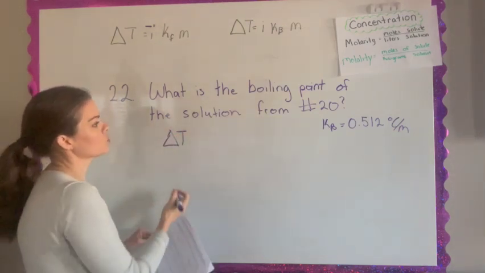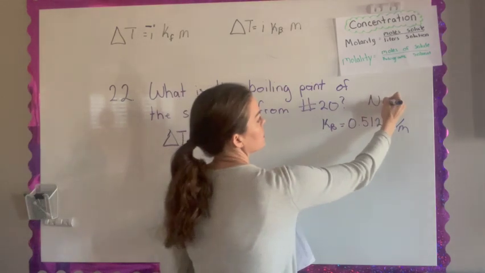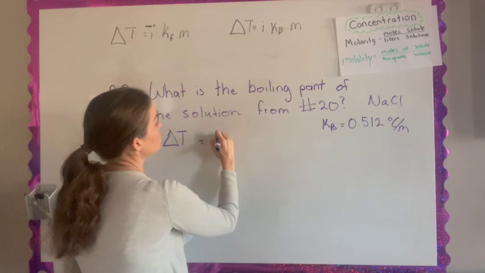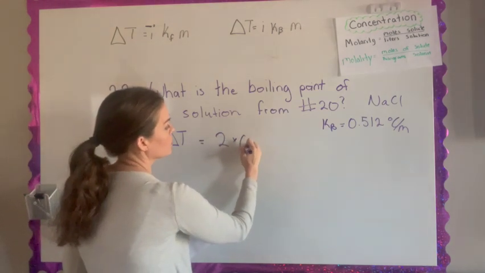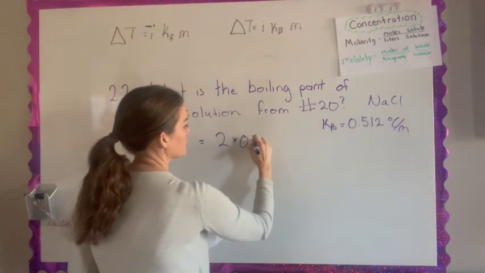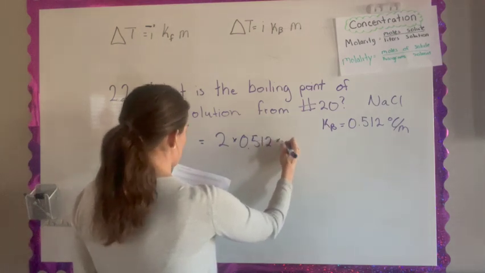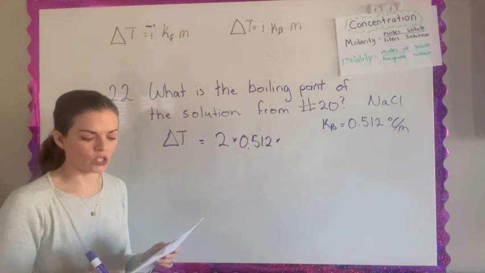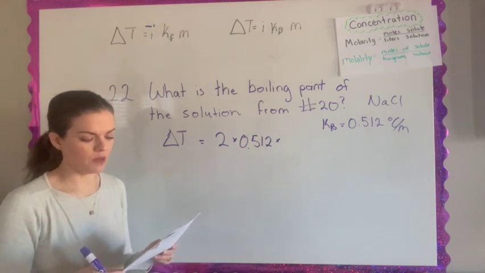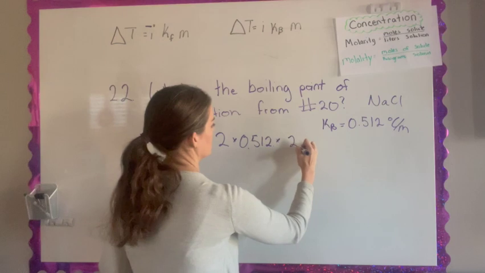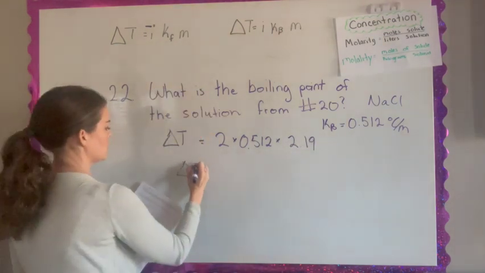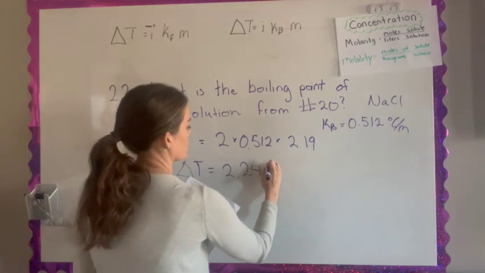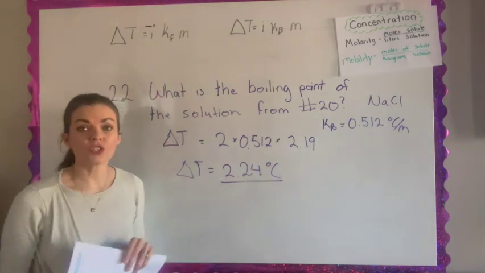For question number 20, the solute is NaCl. It's an ionic compound and it splits into 2. So i is 2. I'm going to multiply it by my constant, and then I'm going to multiply it by the molality, which I calculated in that question to be 2.19. Delta T equals 2.24 degrees Celsius. But it wants to know the boiling point.